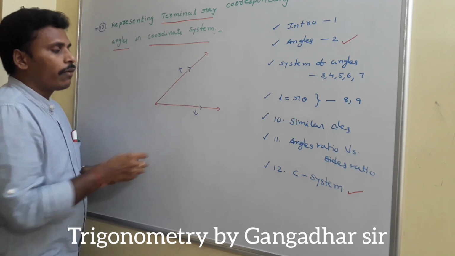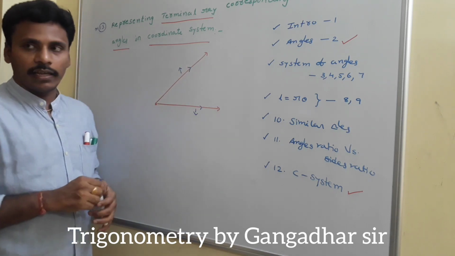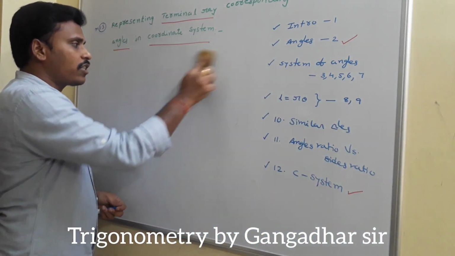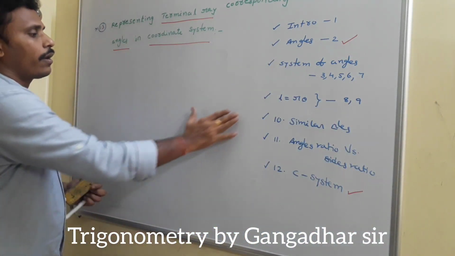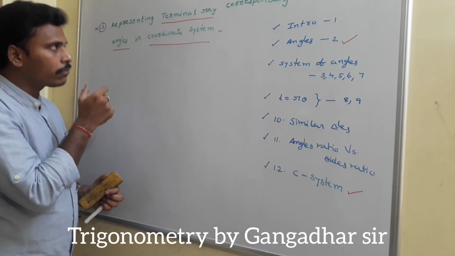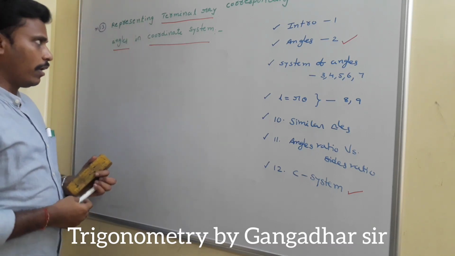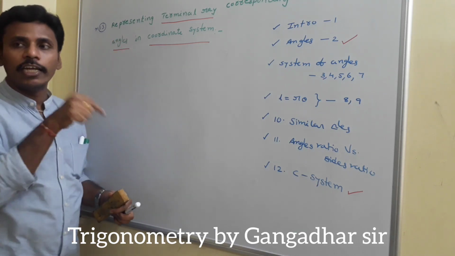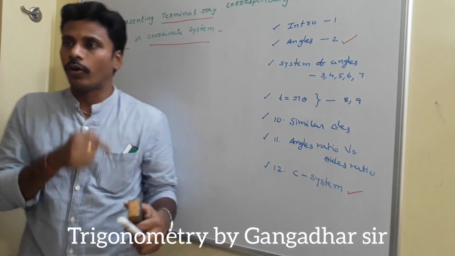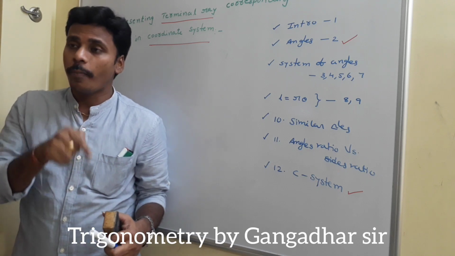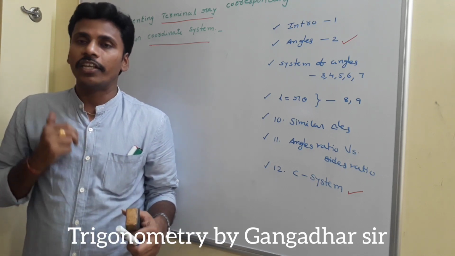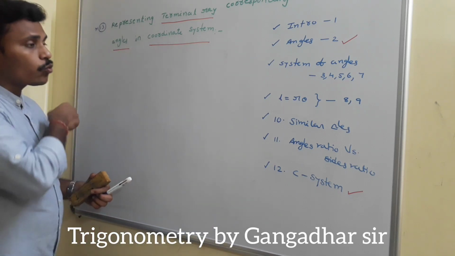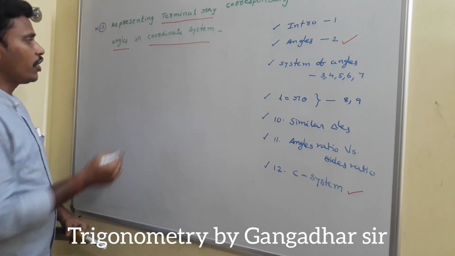In that sense, we need two rays to represent the angle; that is what you need to note, right? Now, in the coordinate system, we need to represent the terminal rays. Representing the terminal ray of the given angle in the coordinate system, that is what we are going to do. Since we are going to represent the terminal ray, what is the initial ray? We have to consider our x-axis as the initial ray.